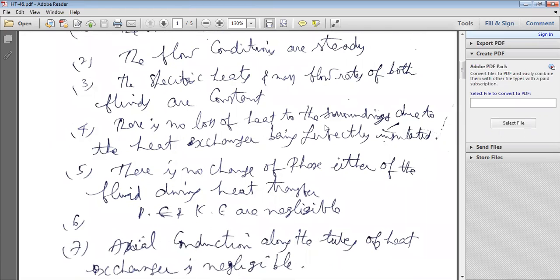And there is no loss of heat to the surroundings due to the heat exchanger being perfectly insulated. So you have to insulate the heat exchanger. That's why there is no loss of heat from the heat exchanger to the surroundings. If you insulate the heat exchanger with the help of insulating material, whatever heat energy is available in the heat exchanger will be there inside the heat exchanger only. The heat may not go outside. That is known as no loss of heat to the surroundings.